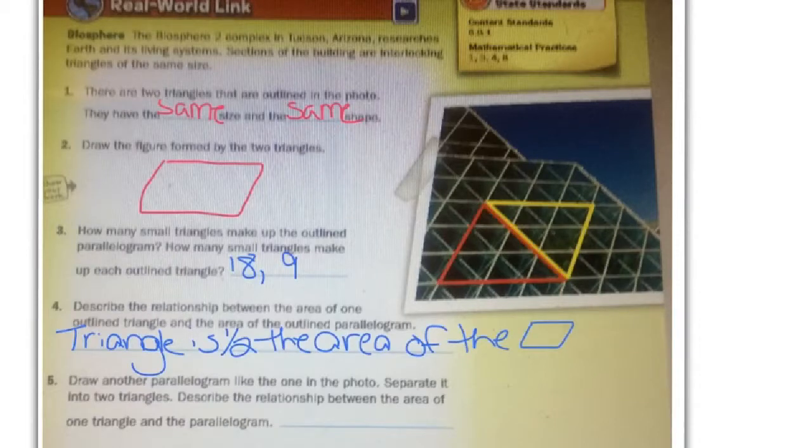As I was saying, in number 5, draw another parallelogram like the one in the photo, separated into two triangles. Describe the relationship between the area of one triangle and the parallelogram. I'm going to let you draw your own shape right here. Okay? When you have finished, then go ahead and go to the next page.